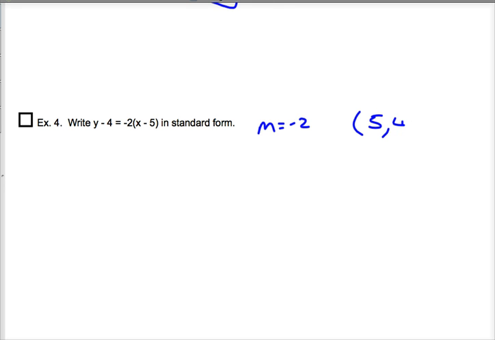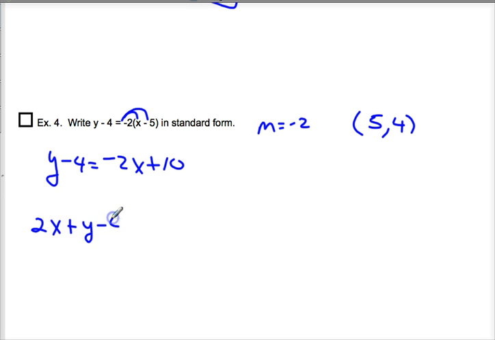And y1 is 4. That's just a quick review of what this point slope form means. It means I have a line that has a slope of negative 2, goes through 5, 4. Now, I don't really need that to come in standard form. To write this in standard form, I'm just going to distribute. Bring the x over to the left, so minus 2x turns into plus 2x. And bring the minus 4 over to the right by adding 4.